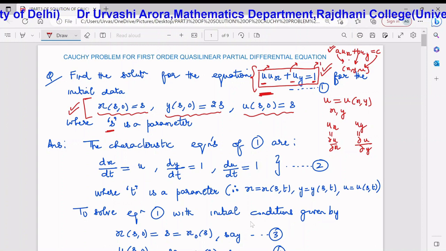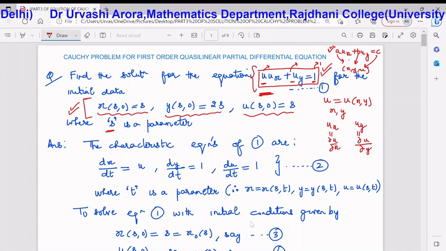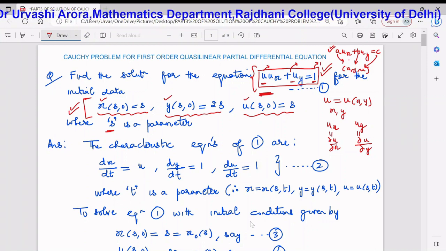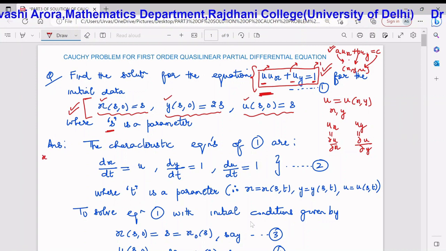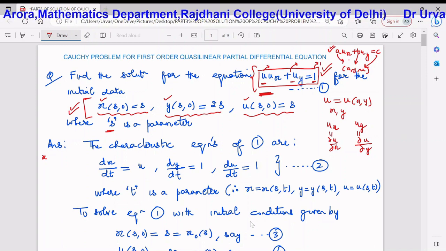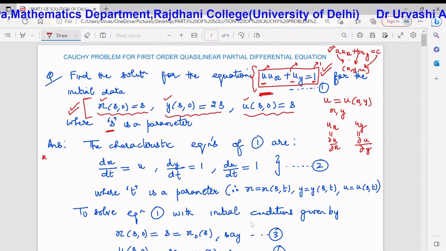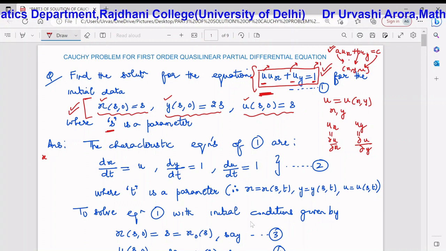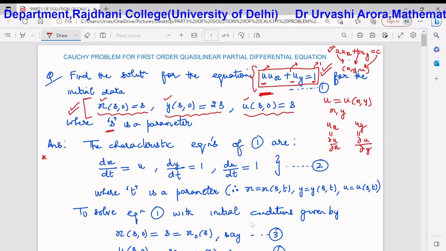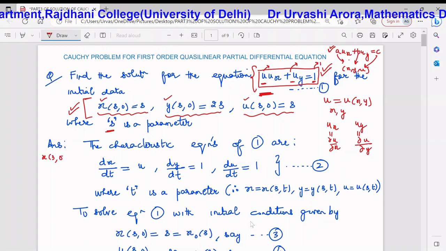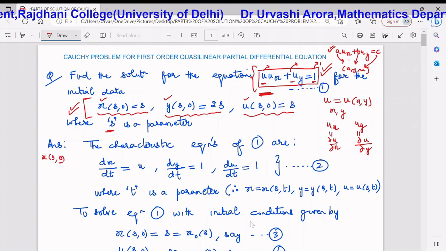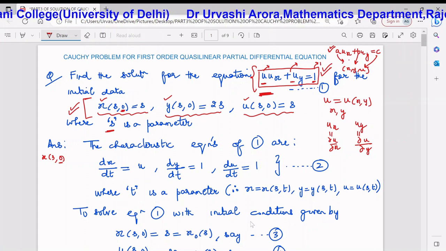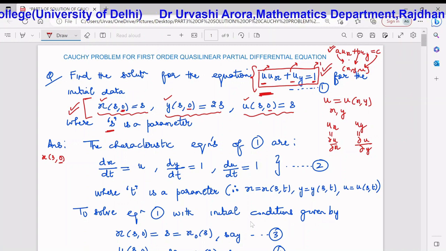Now if you take a look at the variable x, the variable y, and the variable u, then you can see that x, apart from having the variable s on the right hand side, is written x(s,0), which means that there is another parameter also which comes over here, at the second position. So this is the second position where the other parameter comes.